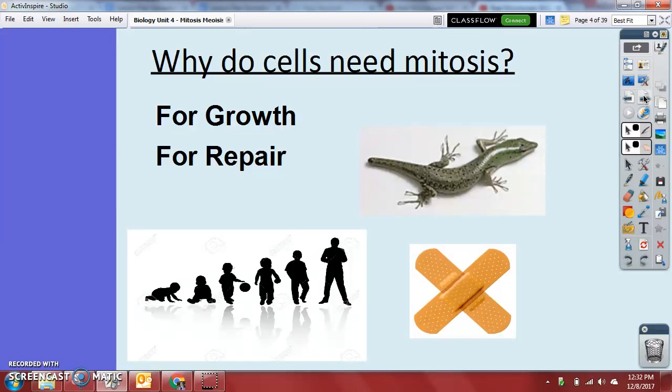And for repair, did you know that lizards and salamanders can lose their tail, and then it grows back? And a starfish. Yes, like SpongeBob and Patrick. All right, so we need it for growth and repair.